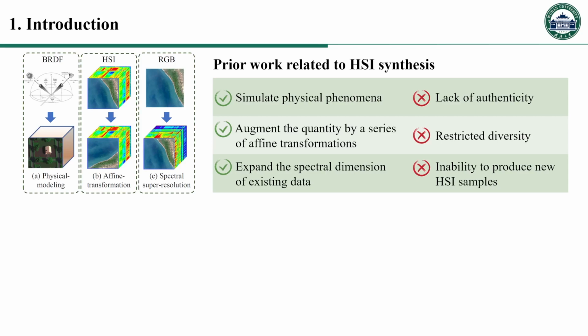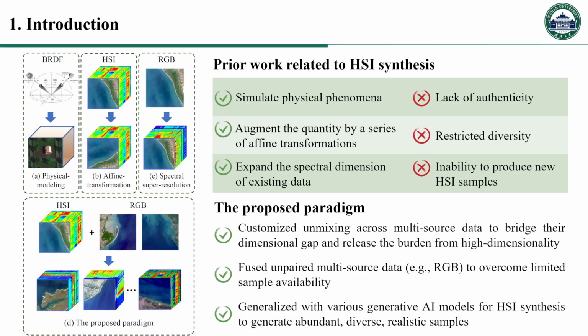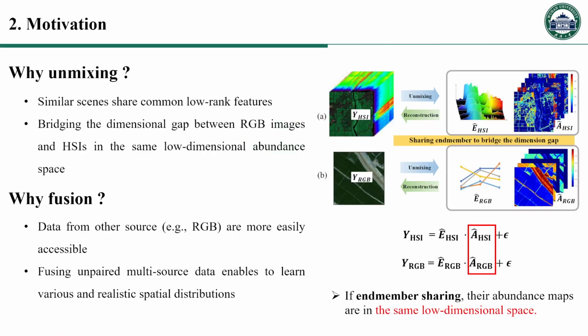To address these issues, this work proposes a new paradigm for HSI generation: unmixing before fusion. We conduct customized unmixing across multi-source data to bridge their dimensional gap and relieve the burden of high dimensionality. By fusing unpaired multi-source data, the method can overcome limited sample availability. Moreover, the proposed paradigm can be generalized with various generative AI models for HSI synthesis to generate abundant, diverse, realistic samples. The method is motivated by a key observation.